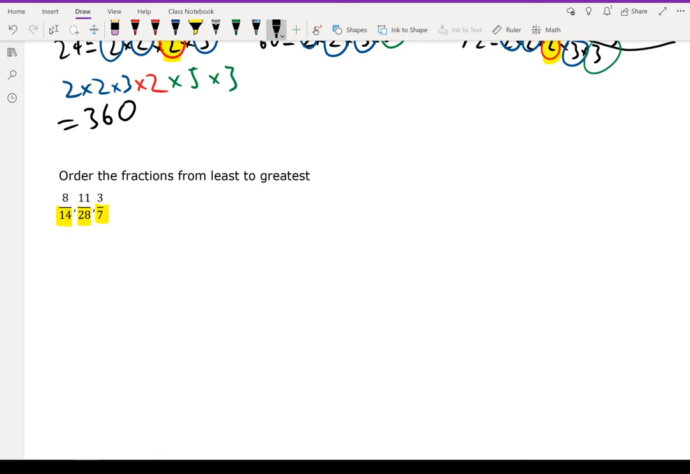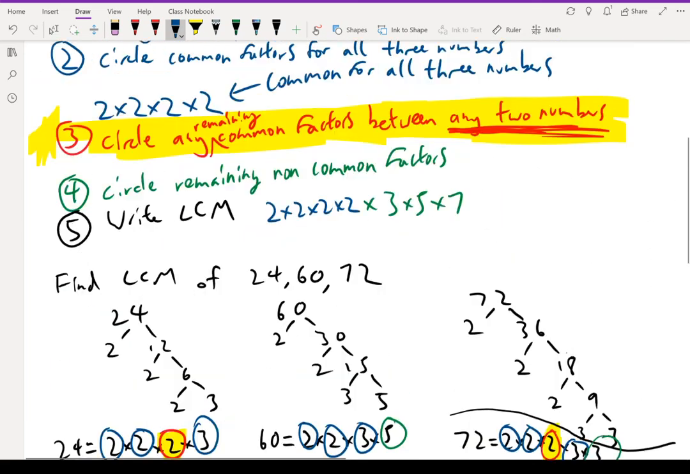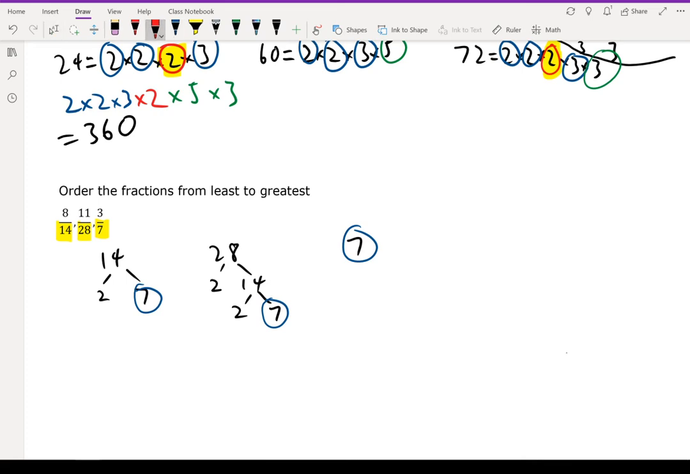I can still do this question. So 14 is equal to 2 times 7, and then we have 28, which is equal to 2 times 14, which is equal to 2 times 7, and then we have 7, which is just on its own. And so when we circle things common between all three, 7, 7, and 7 is common between all three, and then any remaining common factors between any two numbers, that's the red part, that's going to be 2 times 2. They are common between 14 and 28.